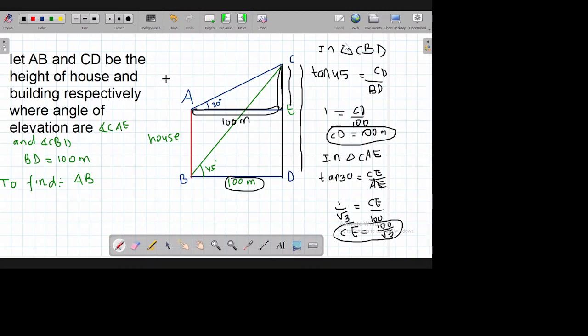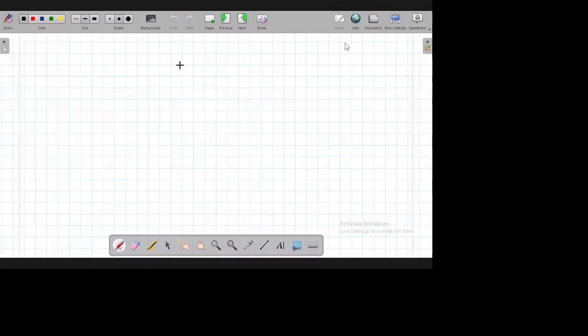Now let's move to the next question, all of you. Right now I am making the figure myself, but later on you have to make the figure yourself. Today I'll make the figure myself, but from next class I'll provide questions where you have to make the figure yourself. So now let's move to the next question.